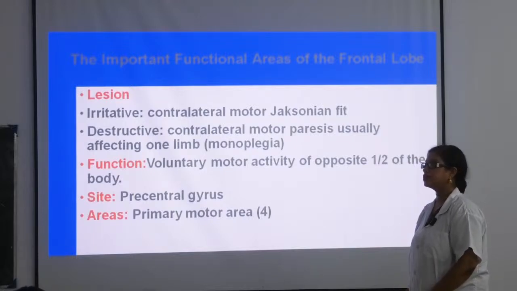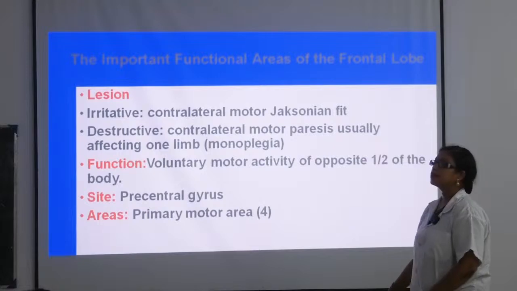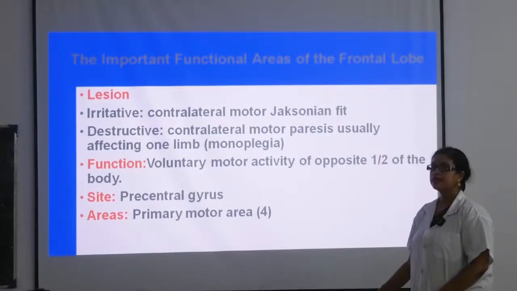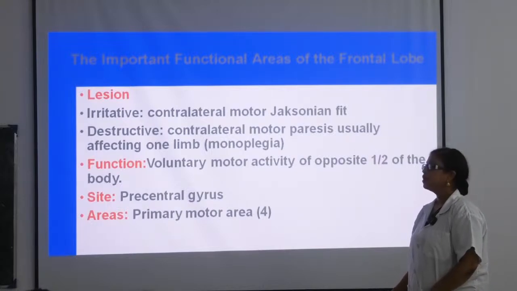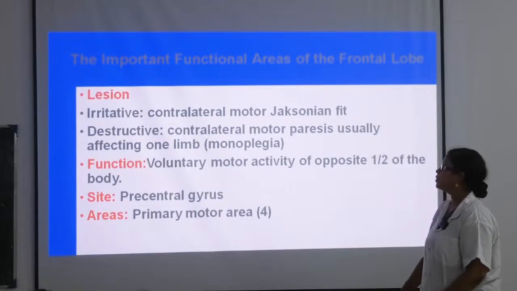Okay, so this is caused due to an irritative lesion. Then the next one is the destructive lesion. So in a destructive lesion, the motor paresis is affecting only one limb. Okay, it will be one-sided, and what is the function? Voluntary motor activity of the opposite half of the body.